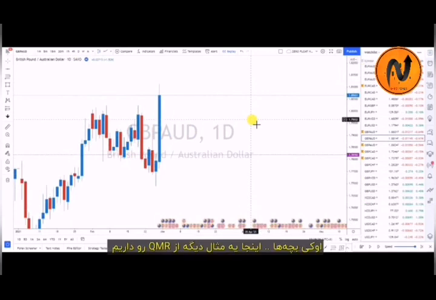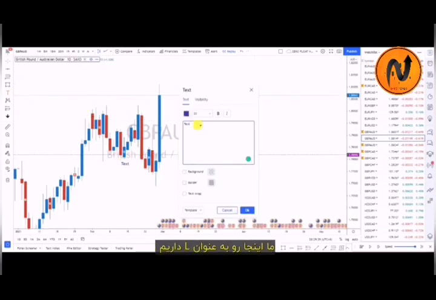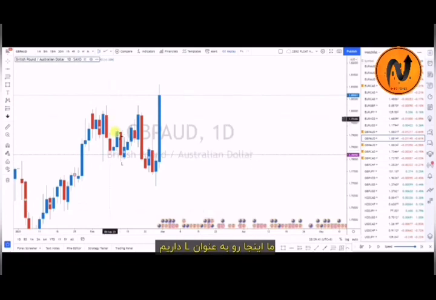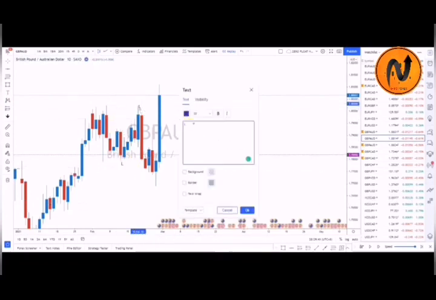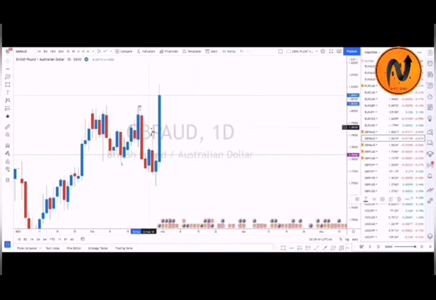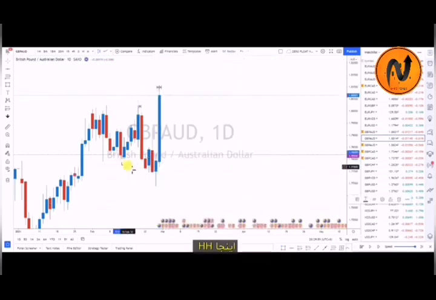Okay guys, here's another example of the QMR. This time we will look at the buy setup. So here's the structure. Let me mark the structure again. We have this as our low, high, this one as higher high, this one as our lower low.